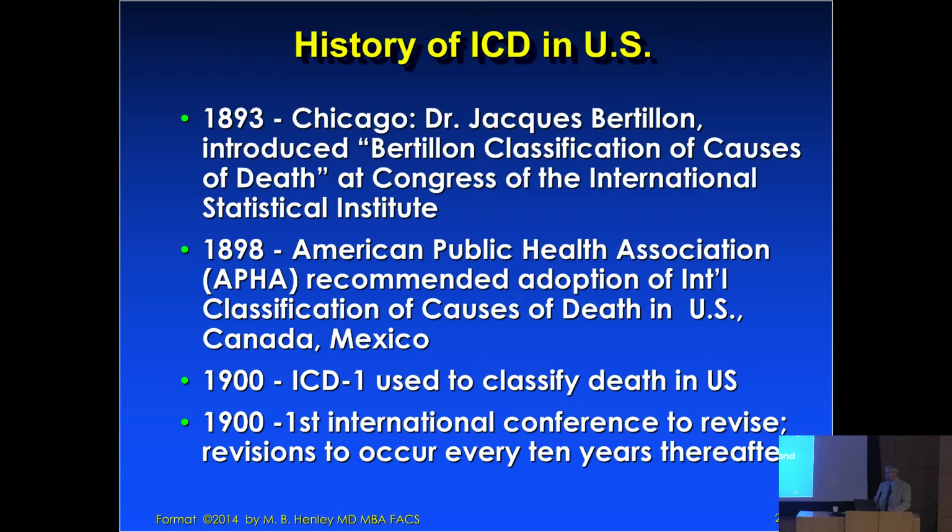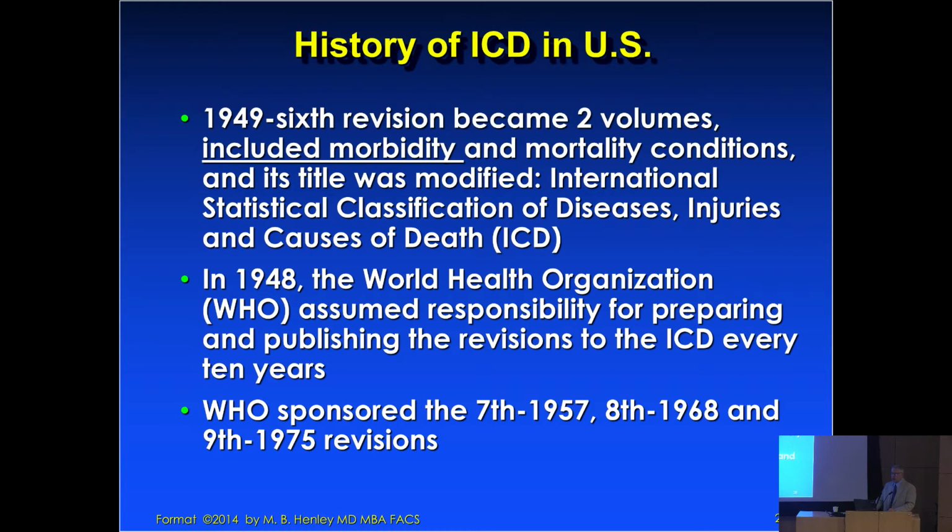The sixth revision is when it became 2 volumes post-World War II, and this is the first volume to include morbidity or diseases in addition to death. And its title was modified to the International Statistical Classification of Diseases, Injuries, and Causes of Death. In 1948, the World Health Organization assumed responsibility for preparing and publishing the revisions, and then they sponsored the revisions approximately every decade thereafter.